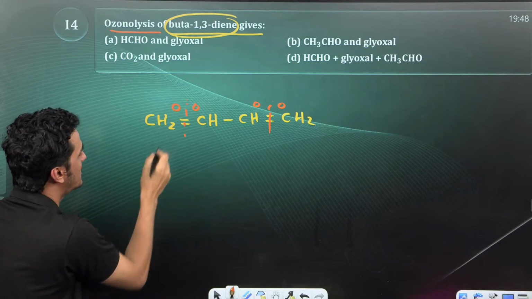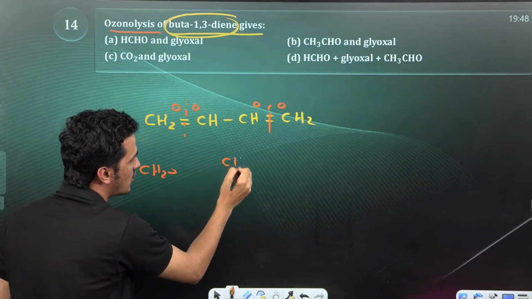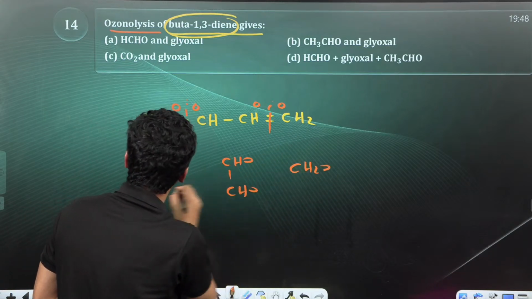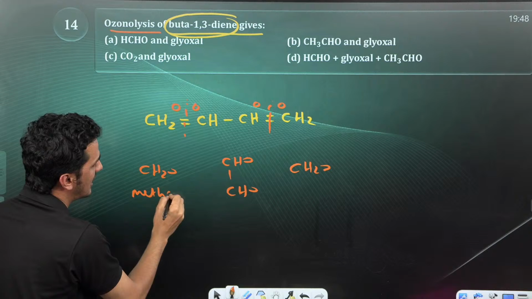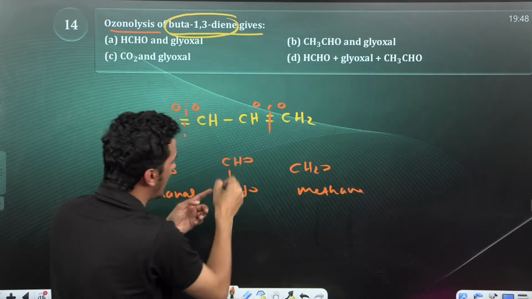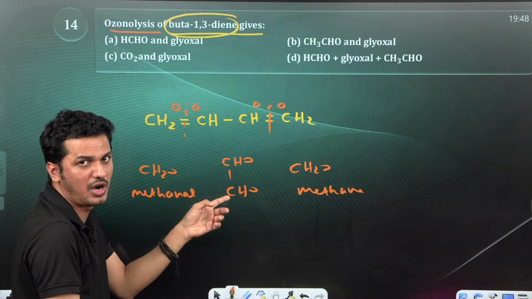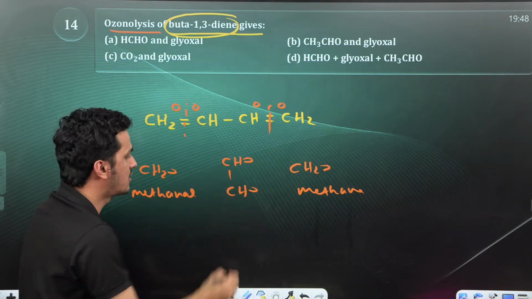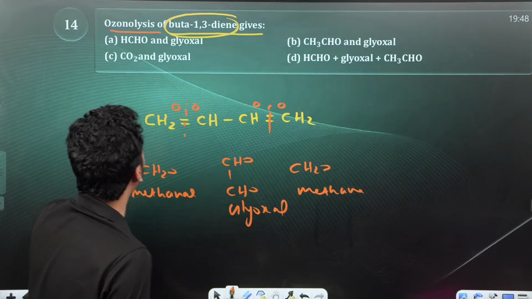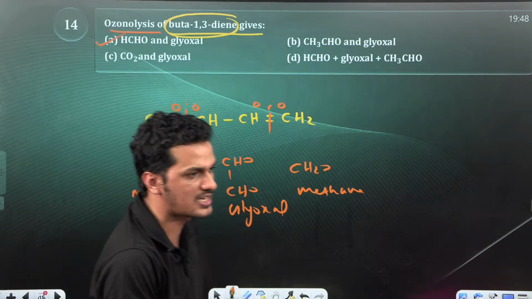So what is the answer? CH2O is there, then CHO, then CH2O. So CH2O is called methanal, and this is also methanal. So this is actually a 1 and 2 carbon containing aldehyde, ethane-1,2-dial, that's also called glyoxal. So what's the answer, guys? HCHO and glyoxal is the answer. Option A is the correct one.